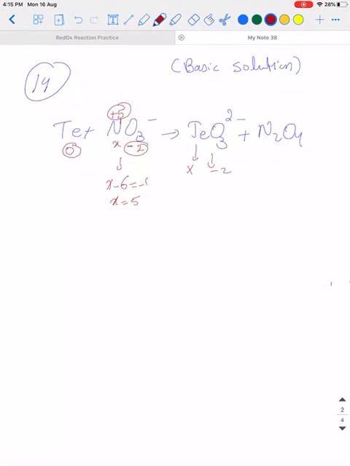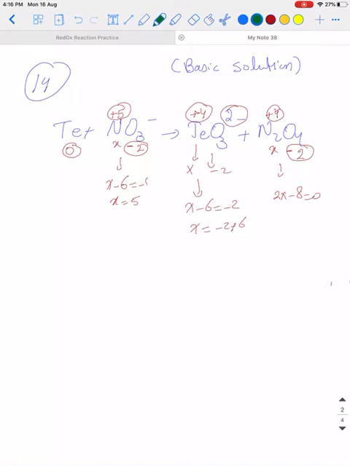This is -2. This is X. Solve for X. X minus 6 equals -2, so X equals -2 plus 6, which is +4. Now this is -2. Solve for nitrogen. So 2X minus 8 equals 0. That makes X +4.